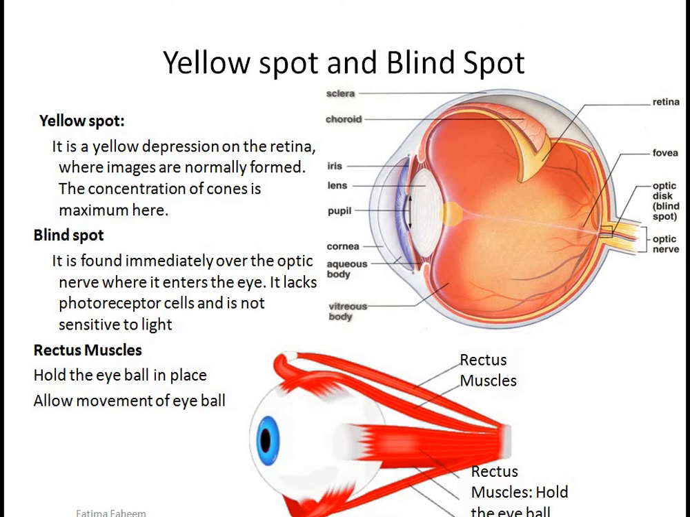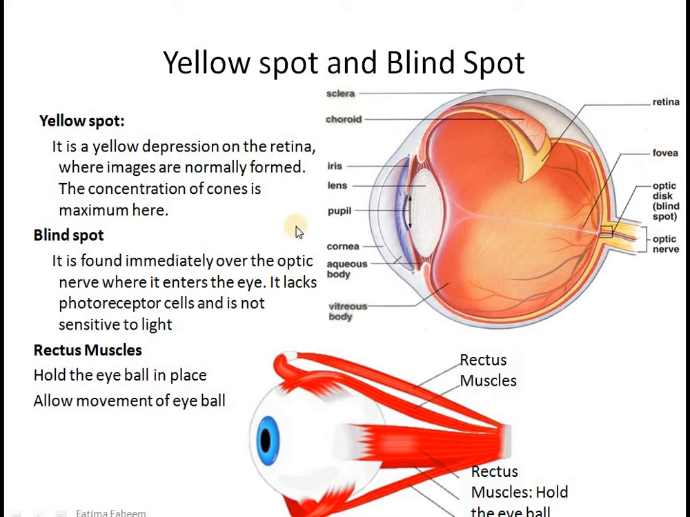Now we have to see what the yellow spot and blind spot are. The yellow spot is a yellow depression on the retina where images are normally formed. The concentration of cones is maximum here. Here I have labeled the fovea centralis or yellow spot. Fovea actually means a dip, a pit form, a depression. Literally it means a pit or a depression on the retina. Here the maximum number of cones are present, which allows you to see a sharp image of the object that you are viewing.